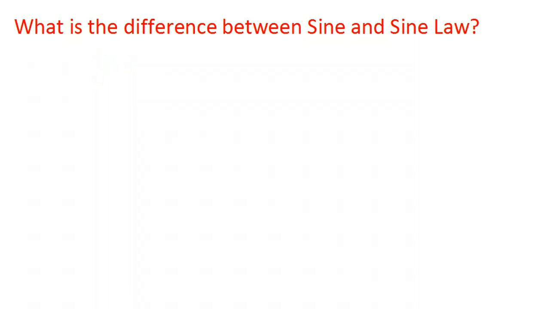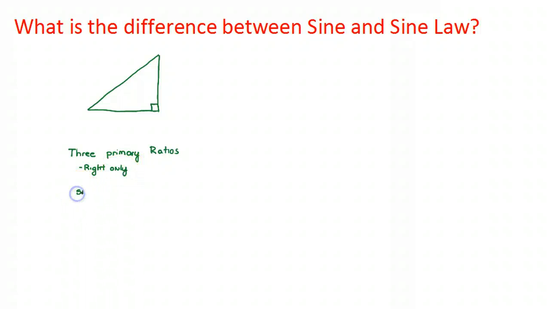So when we ask about the sine of an angle, what we're interested in is the ratio of what's called the opposite to the hypotenuse. So if we draw a right angle triangle here, when you start learning trigonometry, you start by learning about three primary trig ratios. And these primary ratios only apply to right triangles. And these three primary trig ratios are sine, cosine, and tangent.